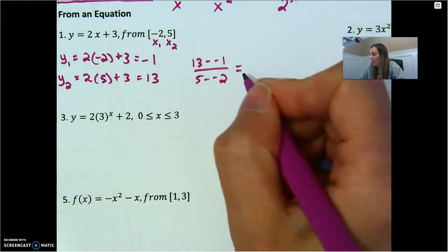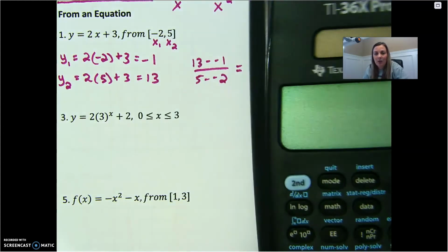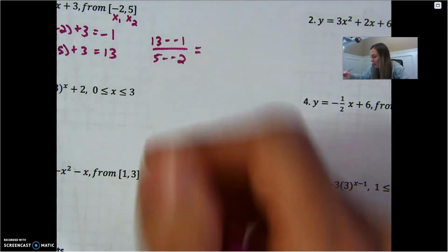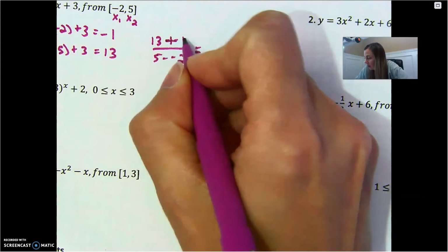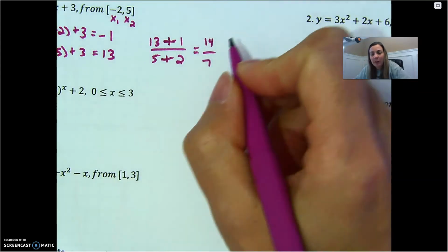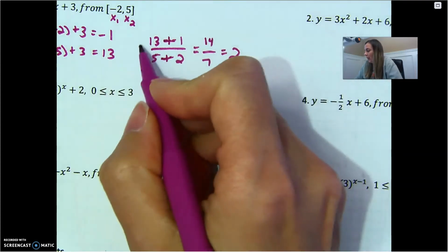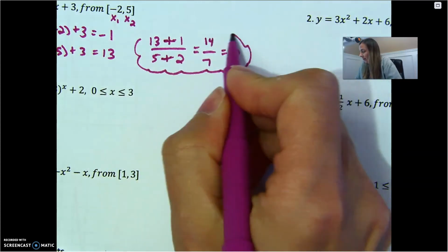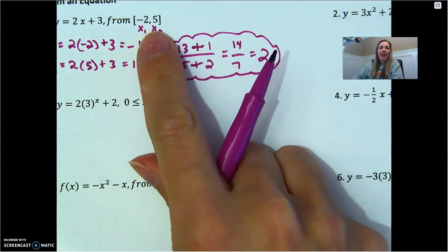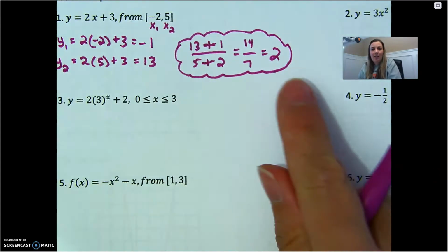Okay, so if you have those fancy calculators, and you can use the fraction bar, go for it. Or you can just do some good old-fashioned by hand arithmetic. Double negatives turn into positives, so you get 14 over 7. 14 over 7 is 2. So that's your answer right there. All right, the average rate of change from -2 to 5 on the x-axis for this equation is 2.